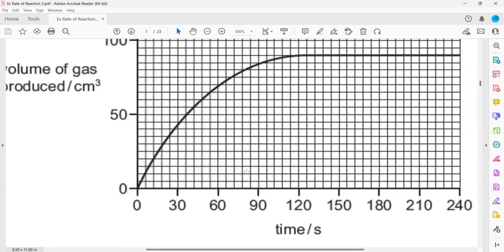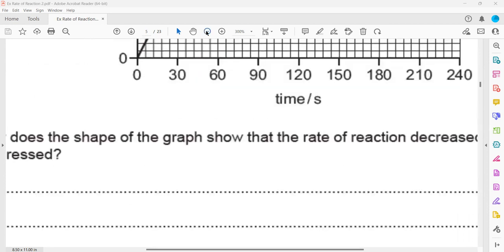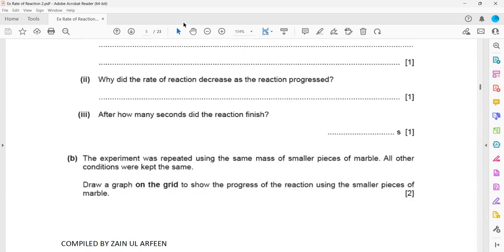you will find when it becomes horizontal, that is the point where the reaction has stopped. So this is the point where the reaction has stopped. So 120 seconds. So 120 seconds is the time taken for this reaction to stop.